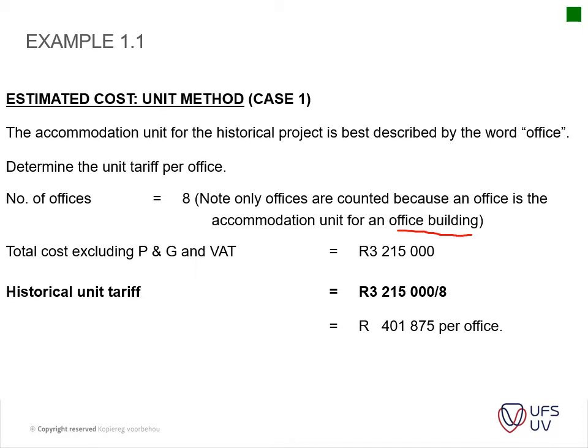Please note, you get to your calculation costs excluding P's and G's and VAT. Make sure that you know what P's and G's are: preliminaries and general. I've explained that in class as well, and it's also in your notes. So your historical unit tariff is just this amount divided by 8. So you get your unit tariff of 401,875 Rand per office. Very straightforward for now.